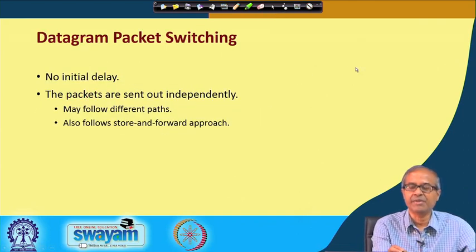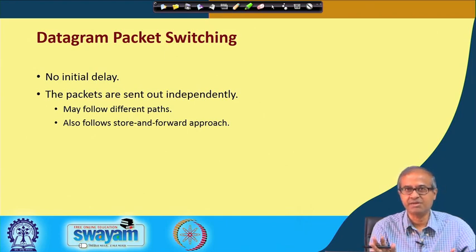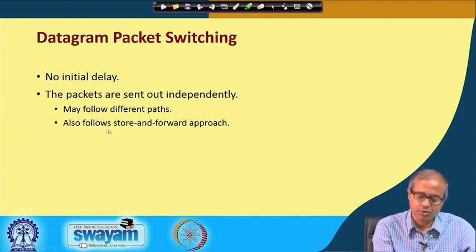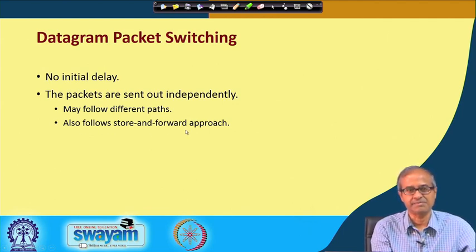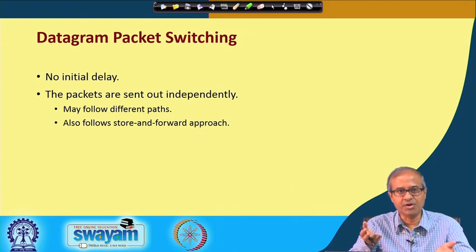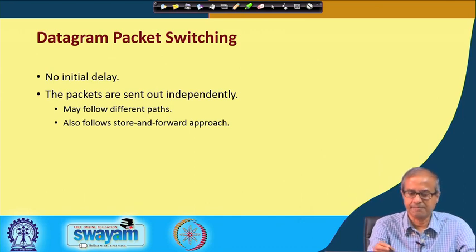Now, talking about the datagram packet switching, because there is no connection establishment phase, there is no initial delay. Okay. The packets are sent out independently, may follow different paths, and this also follows the store and forward concept. But if the number of packets is very large, then the total time required here may be more as compared to virtual circuit. But here you have a lot of flexibility. You can share the links. If there are some link failures, link congestion, you can overcome those problems. So, those flexibilities are there, and because of that, this datagram approach is the most widely used approach in the internet today.